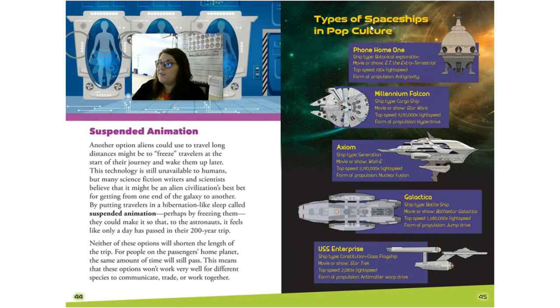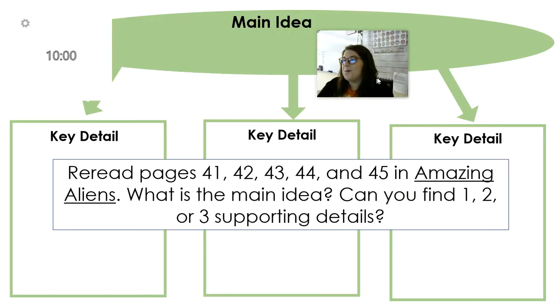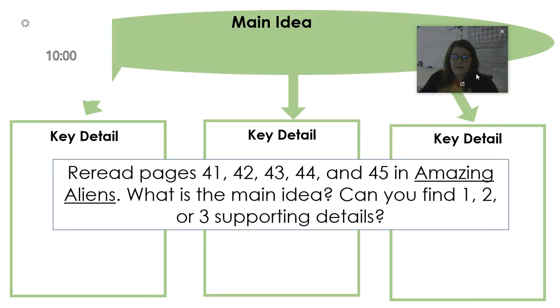We've got types of spaceships in pop culture. So these are movies and such that we've seen. E.T. Phone Home, Millennium Falcon, Axiom, Galactica, USS Enterprise. So I want to know, of these sections of our alien text, what's the main idea? Can you find one, two, or three supporting details? Let's pause here.